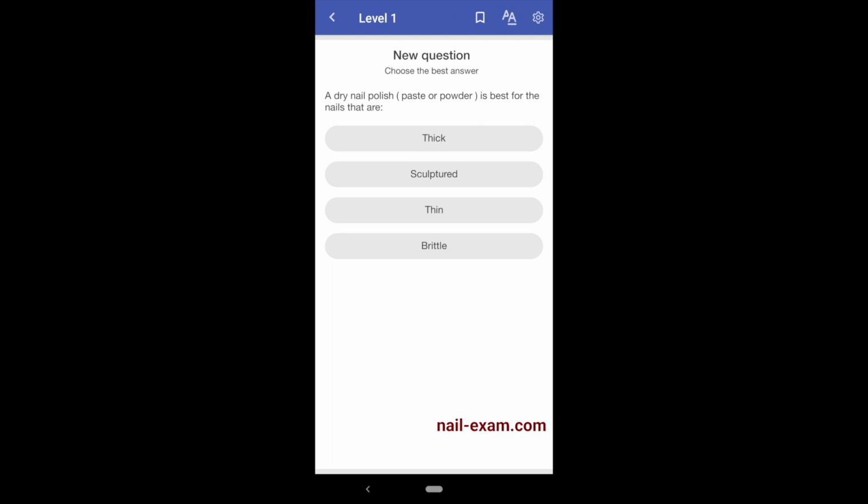A dry nail polish paste or powder is best for nails that are. Answers: A. Thick. B. Sculptured. C. Thin. D. Brittle. The answer is A.